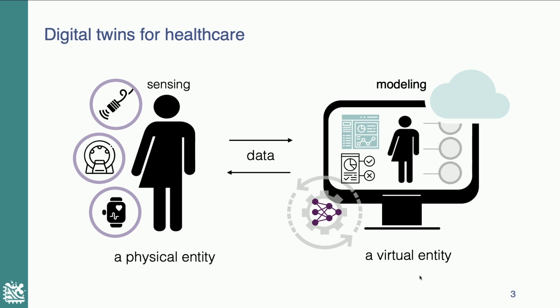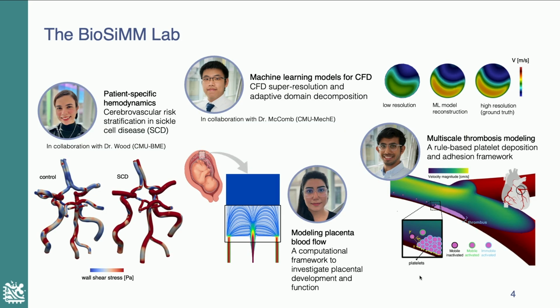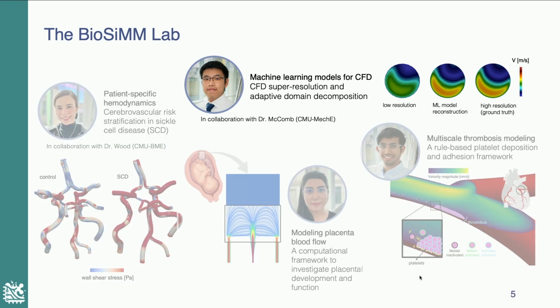Towards this idea of digital twin, we have different projects in the lab that range from patient-specific modeling, looking at cerebral blood flow, to newer areas. For example, we're trying to model blood flow in the placenta. We are also doing multi-scale modeling of complex problems like thrombosis. But what I'm going to focus on today is our work on the methods and efficiency of these simulations, in a general way, not tied to one particular application, but looking at how we can use machine learning models for CFD and how we couple these two.